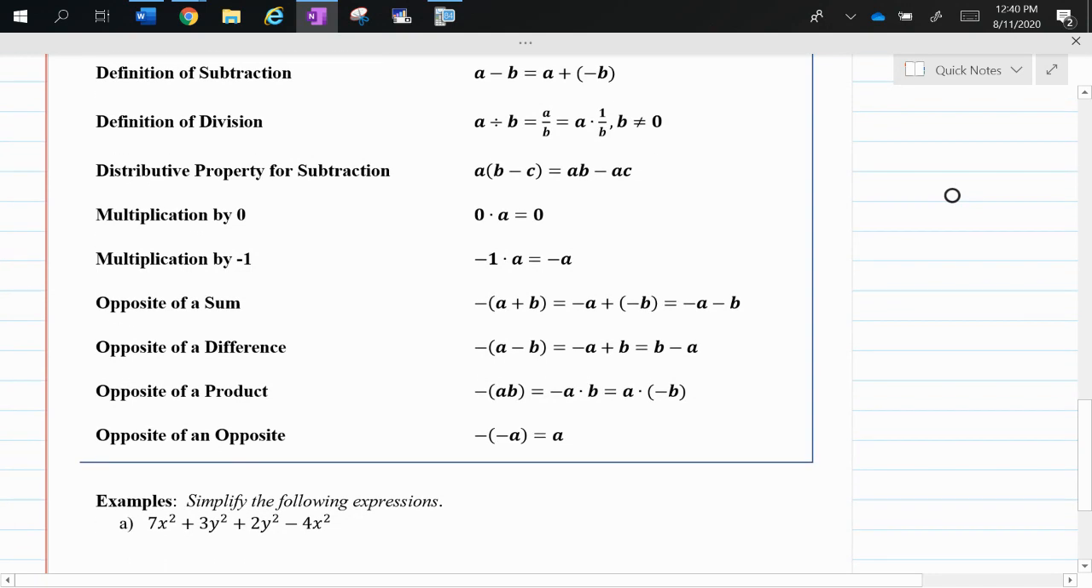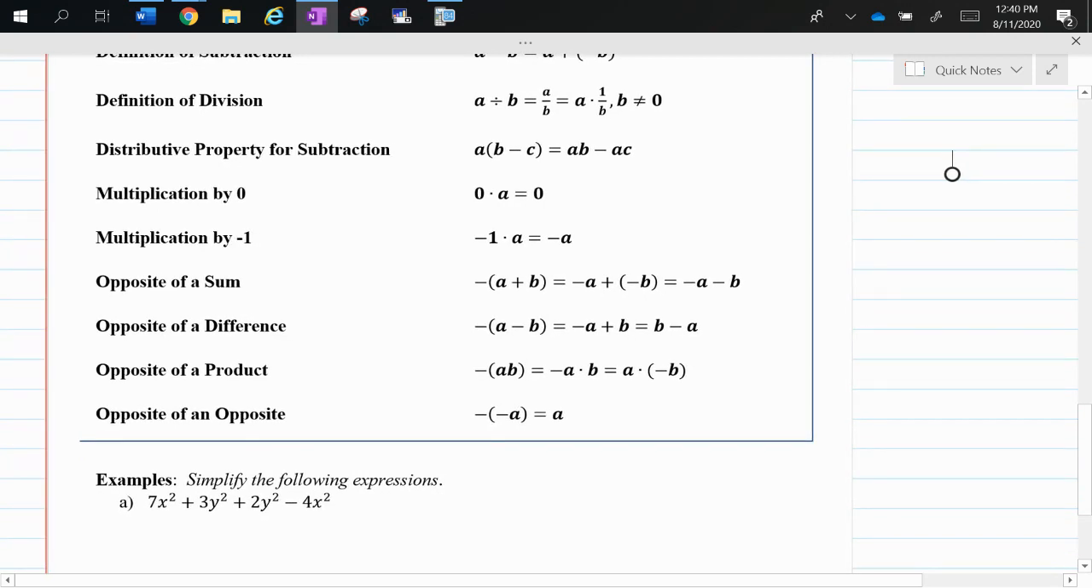When we multiply by 0, we get 0. When we multiply by negative 1, all it does is change the sign. We know that. So that's going to be something that comes up a lot this year. That when we multiply something, no matter what it is, by negative 1, it just changes the sign.